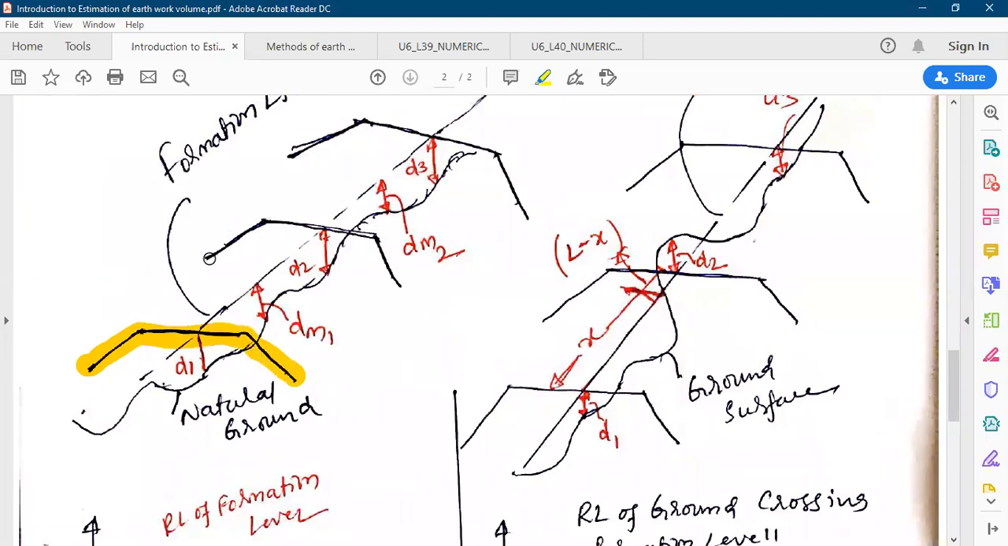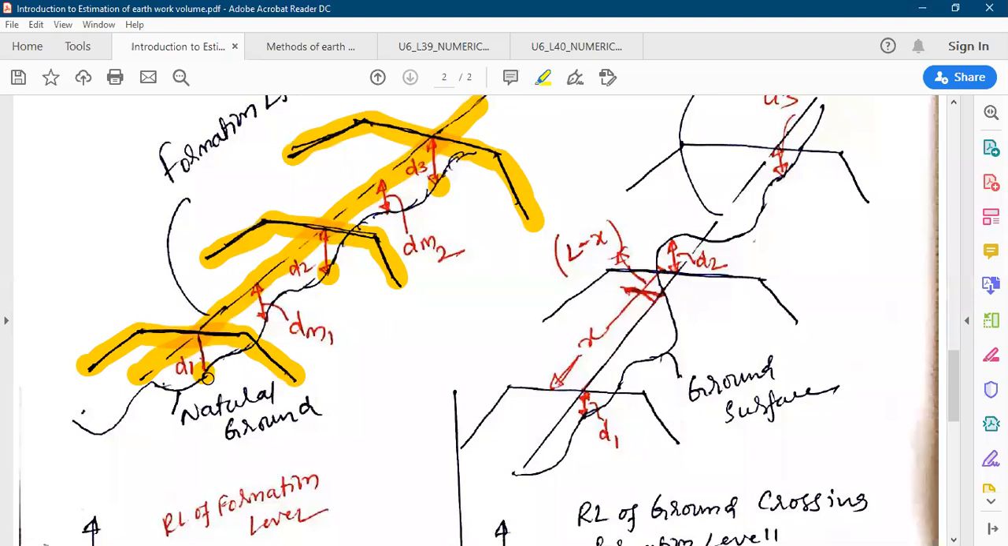These are the number of cross sections where you have taken the RL of points on the ground at different intervals, right? At one interval we might have taken the RL of ground, at another interval we might have taken the RL of ground. That is RL of the ground at point 2. Similarly, RL of the ground at point 3. Now we have the formation line. It may be a falling gradient or it may be increasing, right? The difference of formation level minus RL of ground will give the depth, right?